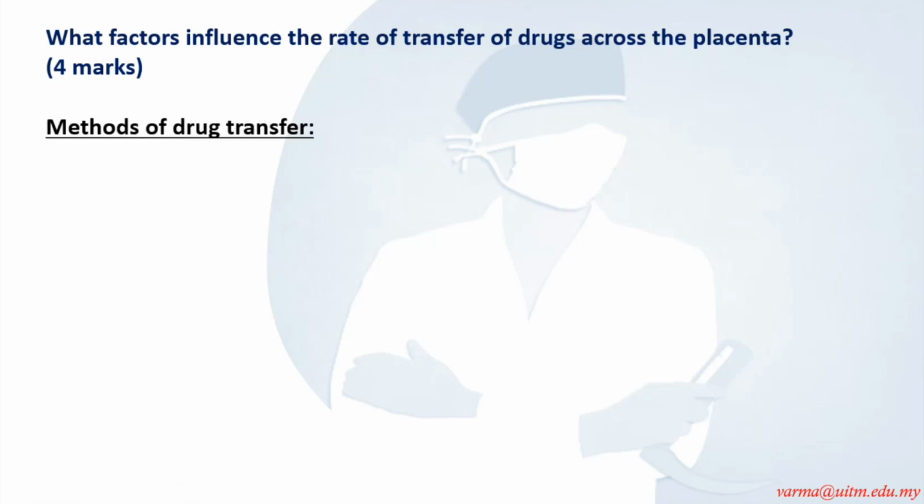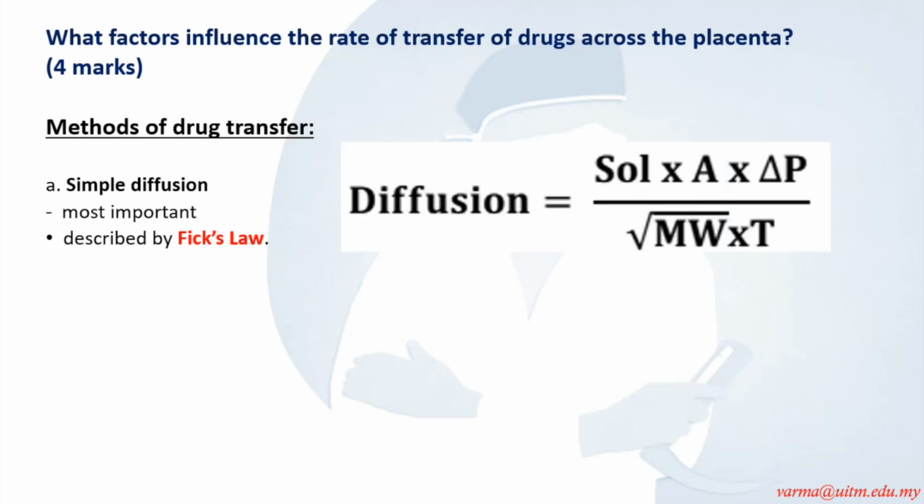Okay. So next, we come to the way I answer the question. We're going to briefly mention method of drug transfer, and we're going to explain according to that. So we already talked about method of drug transfer. First, the most important is simple diffusion, which is described by Fick's law. So you have to mention this equation, and then you're going to explain one by one, as I mentioned. The solubility, you're going to compare carbon dioxide and oxygen. Please read the PDF. They have mentioned this again. The area, I've mentioned the large placental surface area. The concentration gradient, higher the concentration gradient between maternal and fetal, easy transfer.